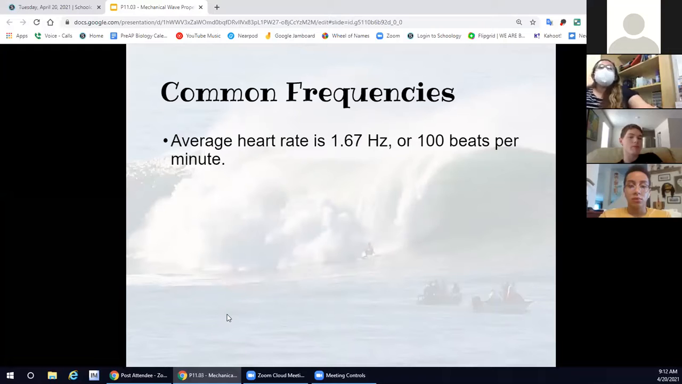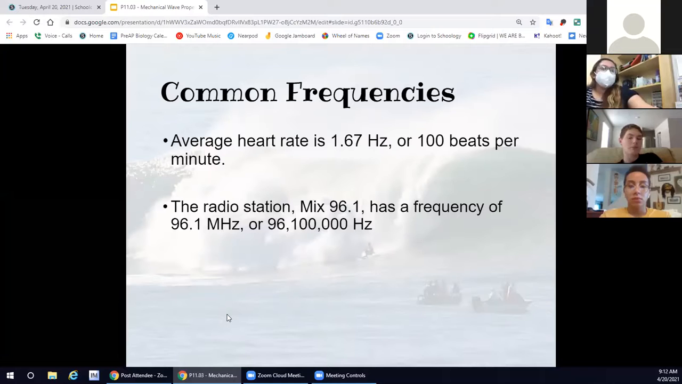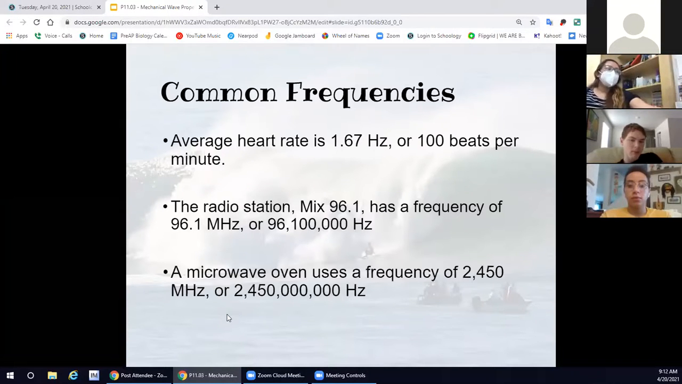So the average heart rate is about 1.67 hertz. That's 100 beats per minute. Radio stations like Mix 96.1, they have a frequency of 96.1 megahertz or 96,100,000 hertz. That's how the frequencies work. A microwave oven uses a frequency of 2,450 megahertz or 2,450,000,000 hertz.